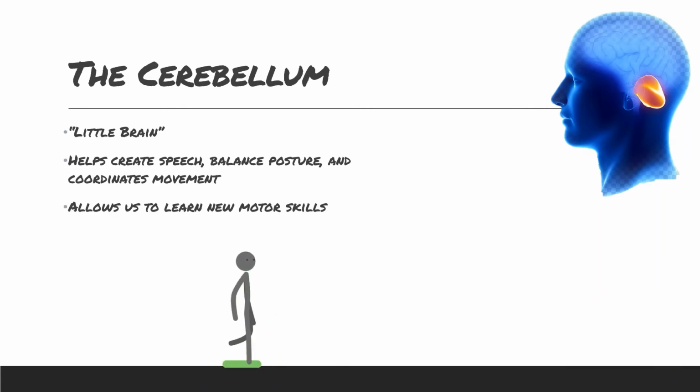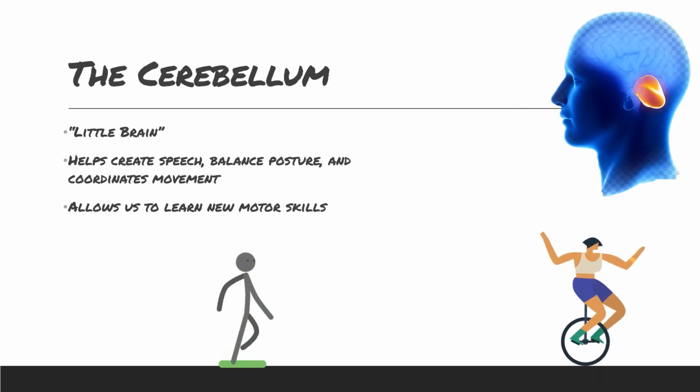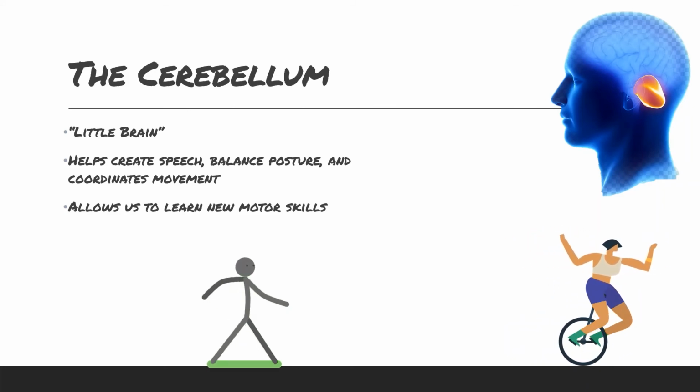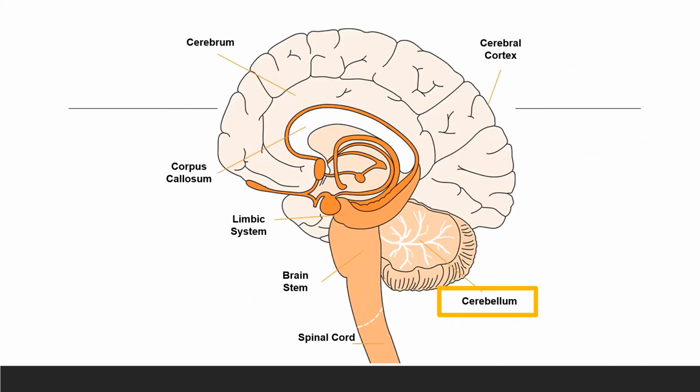More importantly, your cerebellum can also help you learn new motor skills. Even though it might be difficult to ride a bike or a unicycle at first, your cerebellum can adapt to the skill and eventually help you balance yourself. As you can see in this diagram, the cerebellum is located at the back of the brainstem.